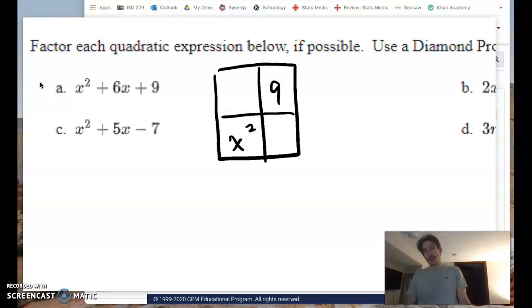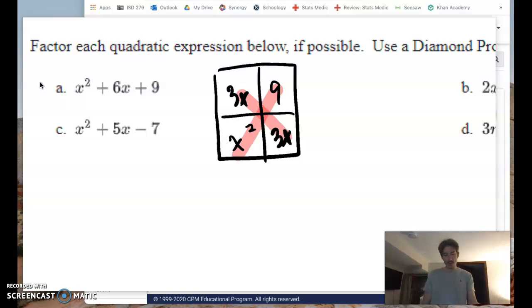The idea here is that we've got a diagonal, and if we multiply 9 times x squared, that works out to be 9x squared. My other diagonal has to have 9x squared as a product as well. Well, it can't be 1x and 9x because those don't add up to 6x. It's got to be 3x and 3x, because it's the only thing that adds up to 6x but also multiplies to be 9x squared.